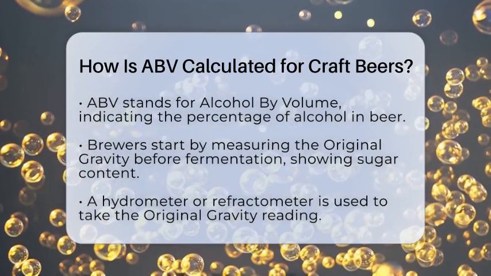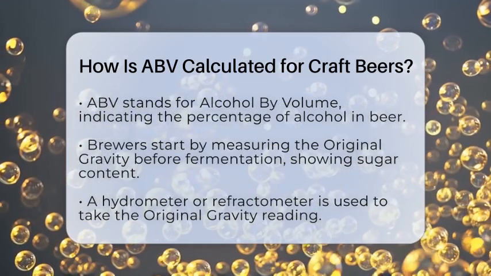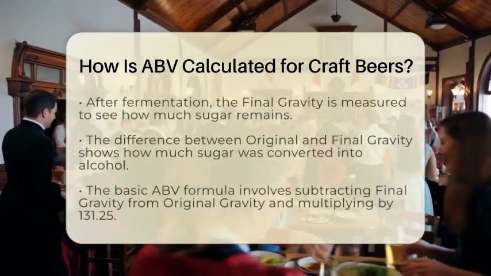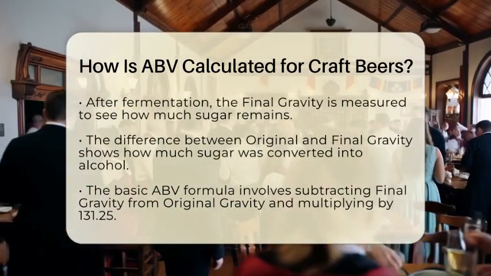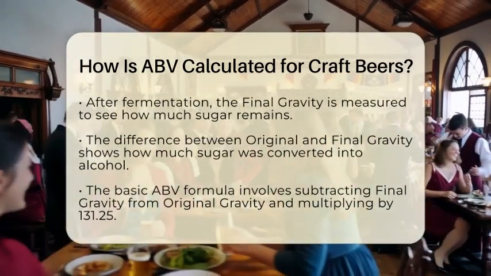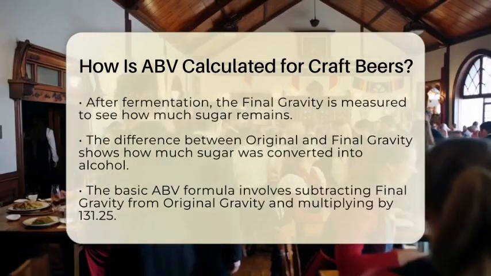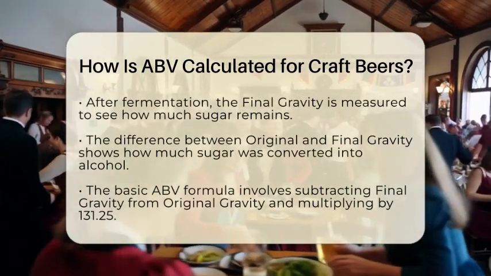Next, after fermentation is complete, they measure the final gravity, which indicates how much sugar remains unfermented. The difference between the original gravity and final gravity shows how much sugar was converted into alcohol and carbon dioxide.